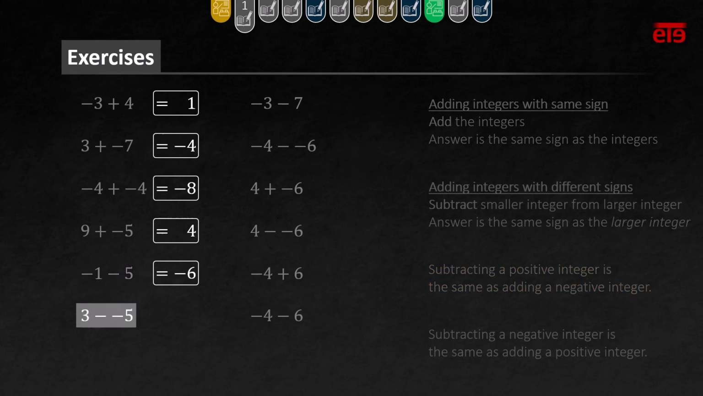For 3 minus -5, subtracting a negative integer is the same as adding a positive integer. We can do 3 plus 5. The answer is 8.